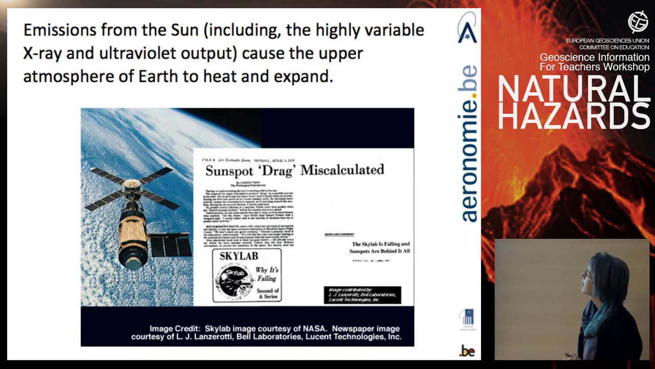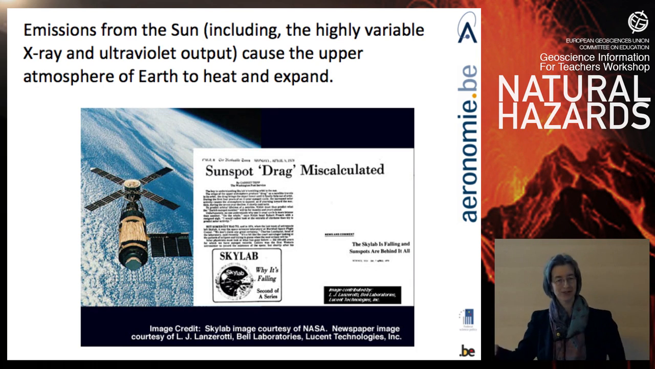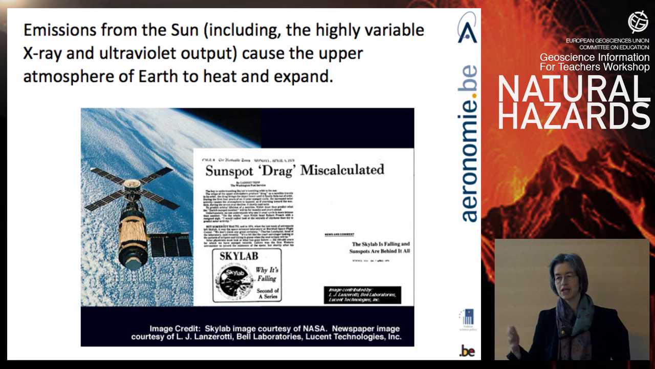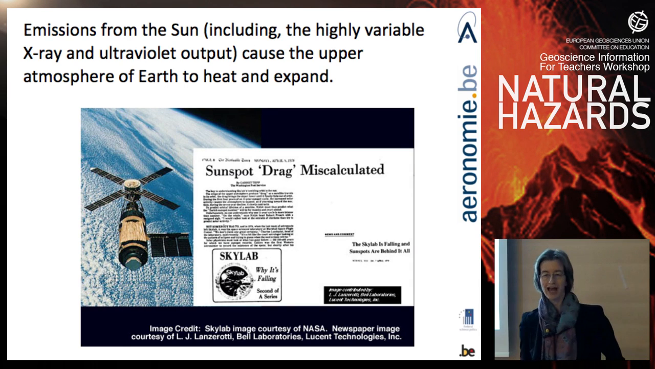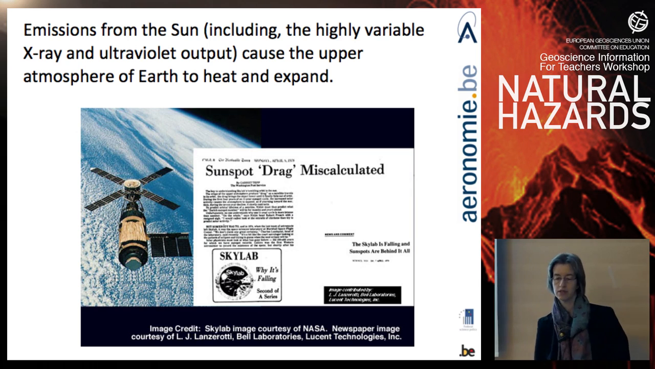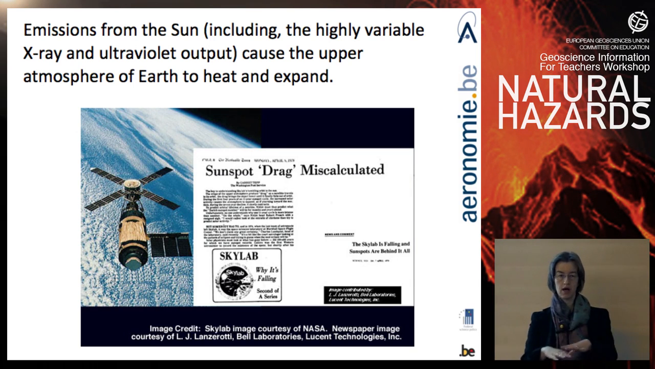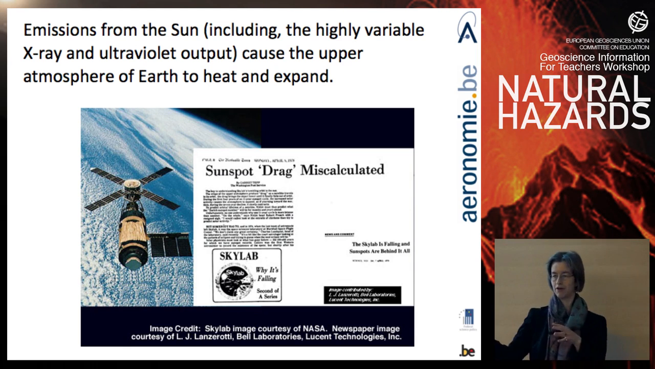Now, the electromagnetic radiation from the sun, we can learn about what's going on, the solar activity, but actually the same radiation can also cause problems on Earth. This is an example. Many of you remember Skylab, one of the first space stations. And actually it was emissions from the sun in X-rays and ultraviolet that caused the upper atmosphere of Earth to heat up and expand. And actually some scientists miscalculated a bit the time of re-entry of Skylab.